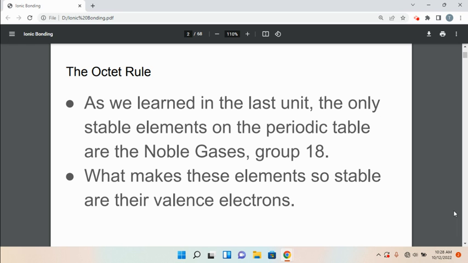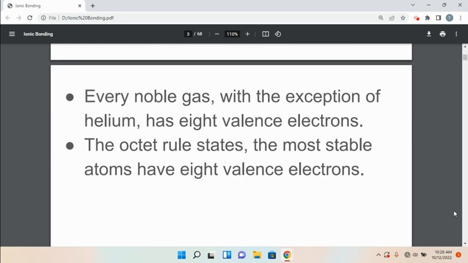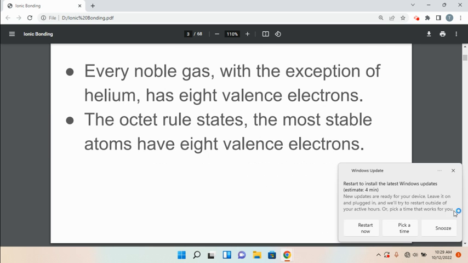During our last unit, we were learning about families on the periodic table. We learned that the noble gases, group number 18, are the only naturally stable states on the entire periodic table. They're the only elements on the periodic table that won't react with anything, that won't form compounds. What makes these elements so stable are their valence electrons. Every noble gas, with the exception of helium, has 8 valence electrons.